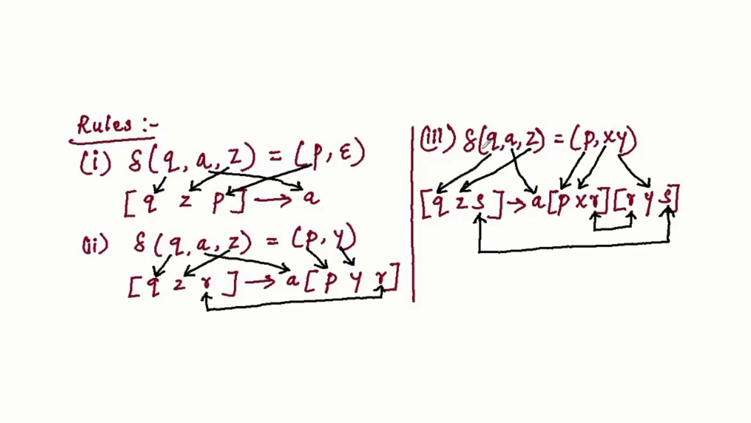Coming to the third rule, if del of (Q, A, Z) equal to (P, XY), then the context-free grammar production is QZS tends to A PXR RYS. The PDA replaces the top stack symbol Z with XY, two symbols, and moves from Q to P. The CFG breaks it using an intermediate state R and combines productions for both X and Y.